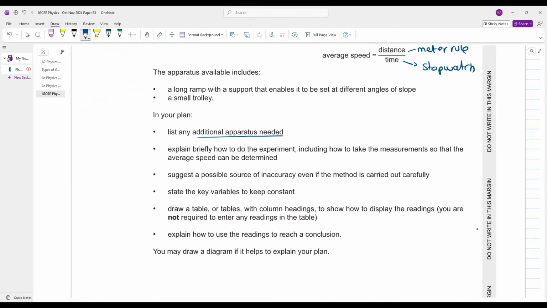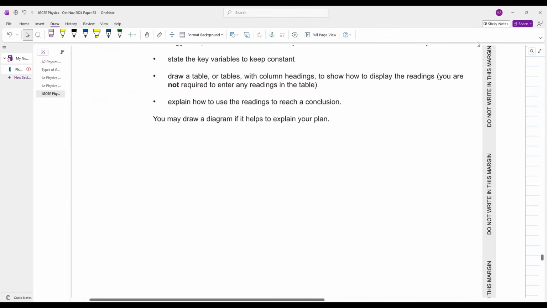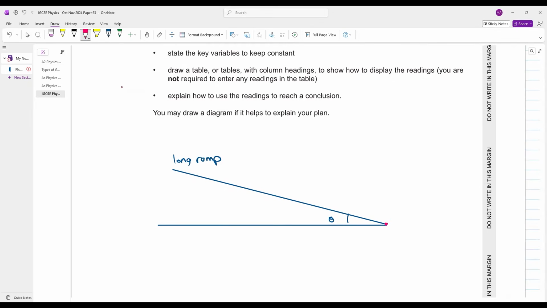Let's see. Explain briefly how to do the experiment, including how to take measurement so that the average speed can be determined. अच्छा जी, अब आप experiment किस तरह करोगे? First of all, ये जो आपके पास लॉन्ग रैंप है, इसको आप एक नोन एंगल पे सेटअप कर दो. First of all, set up the long ramp at a known angle and measure this angle using a protractor. ये एंगल आपने मेजर कर लिया using a protractor.